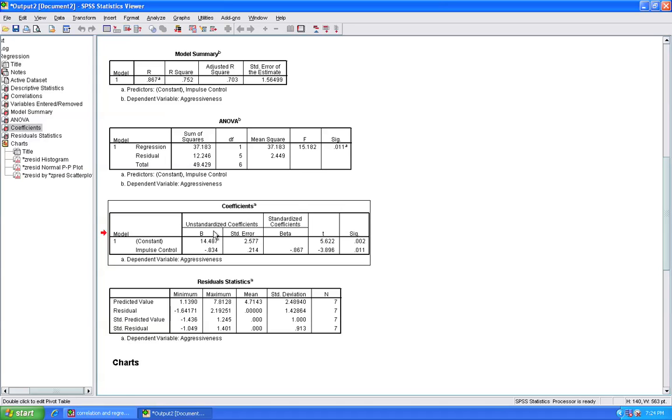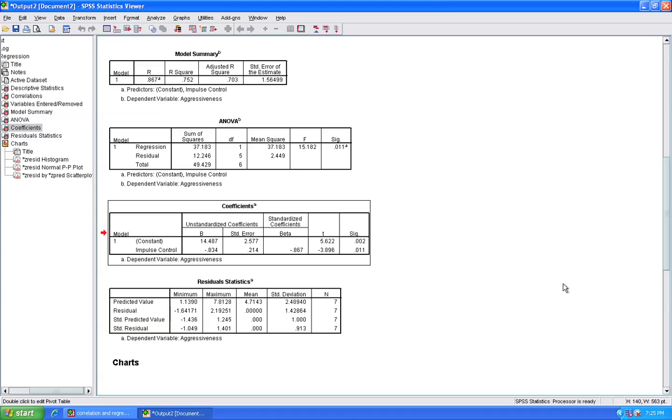I use these two coefficients in order to come up with the regression equation, which is y hat equals negative 0.834x plus 14.487. SPSS does not spit out the regression equation in an equation form for us, so it is necessary to get those two coefficients, the slope and the intercept, from the coefficients table.